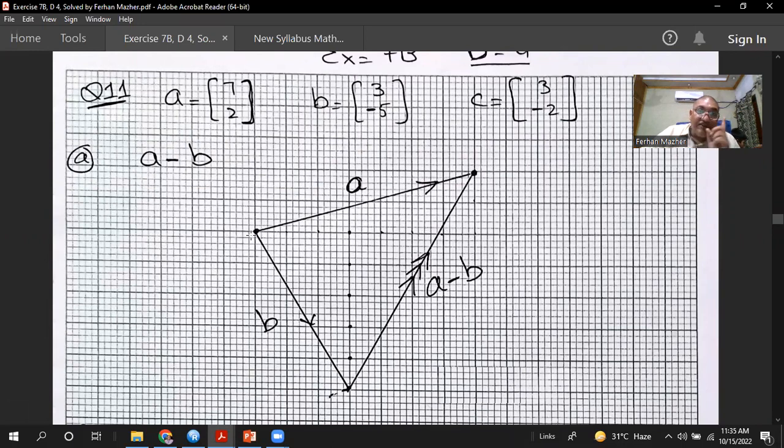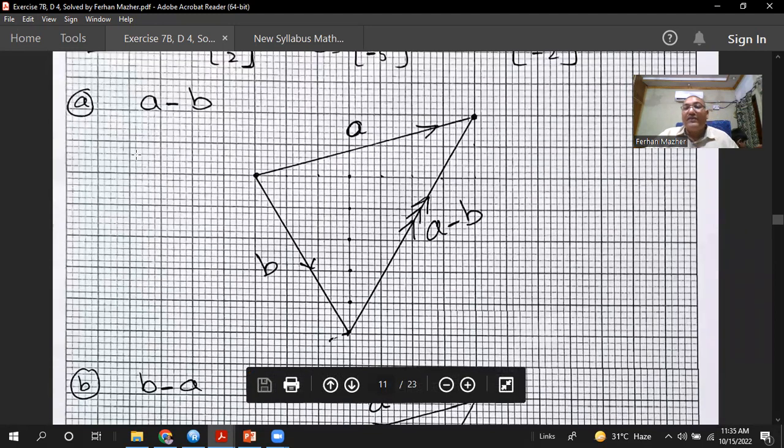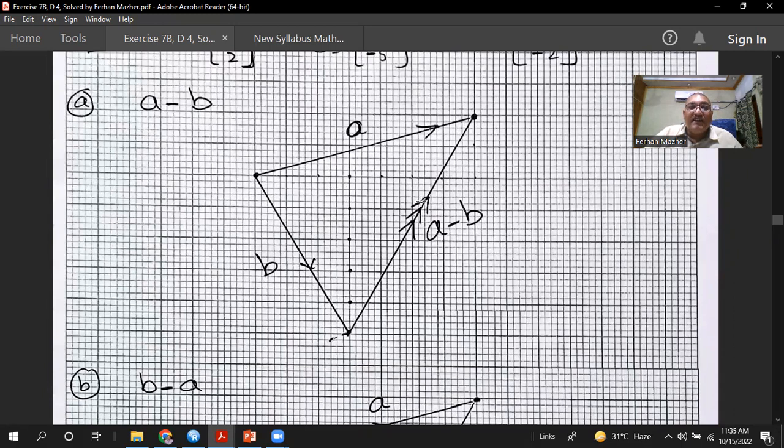For B, I'll start from the same point: 1, 2, 3, and 1, 2, 3, 4, 5, negative 5 steps on the y-axis. So this is your B. Join their heads with each other. And because we want A minus B, the resultant's arrow will be towards the head of A. So this represents A minus B. That is the triangular law of vector subtraction.